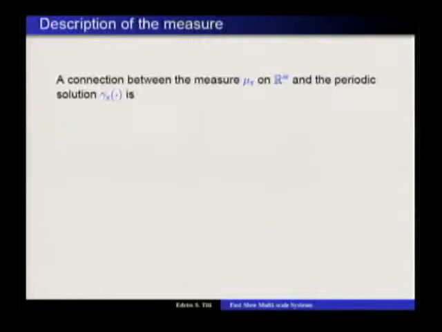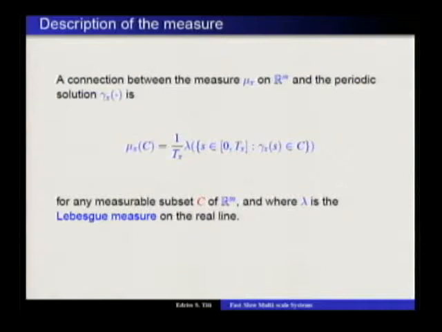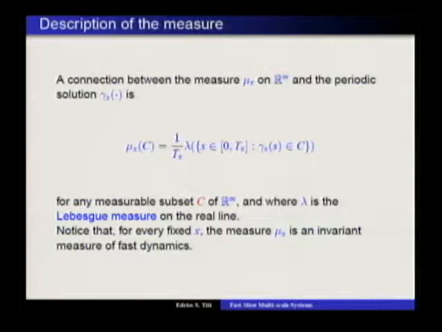I said there is a relationship between the two measures. And what is it? If you give me an arc, the measure of this arc is the Lebesgue measure in time of how much time I spend at this particular arc. This is the relationship between the gamma parameterization as a function and the measure. So for any measurable subset and for every lambda measure on the real line, that's the relation between the two. So notice that for every fixed x, the measure mu x is an invariant measure for the fast dynamics because I settle quickly to the limit cycle.